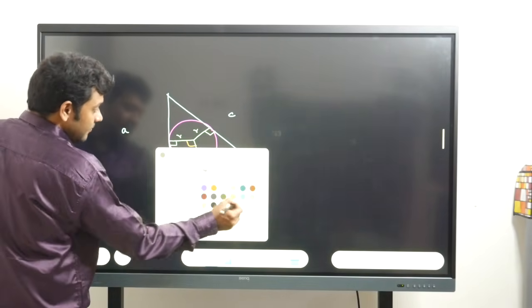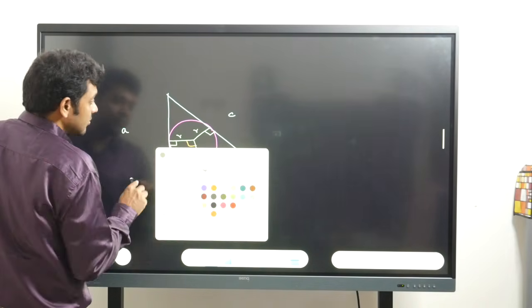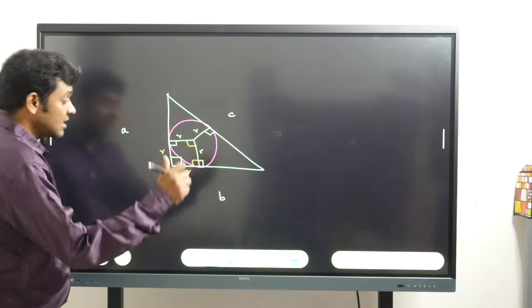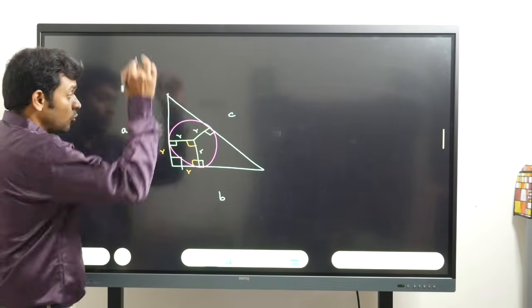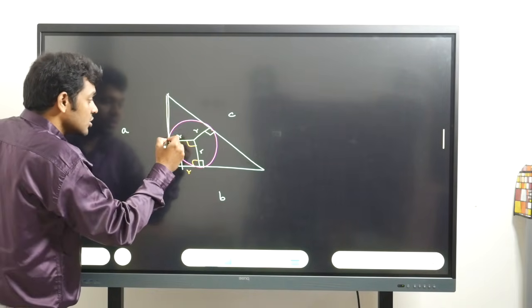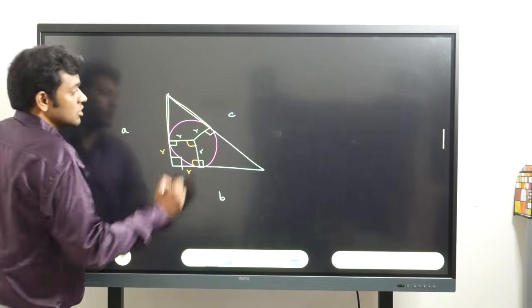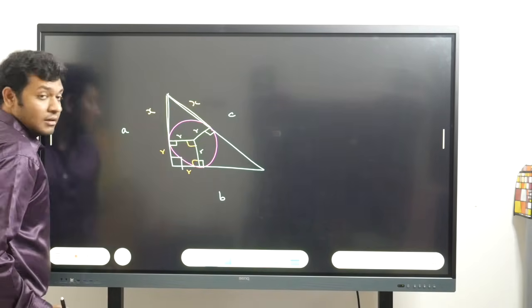So can I say this length, because we know every side is a tangent to the circle, the circle is inscribed now. So tangents from an external point are always equal in length. From one point you can draw two tangents to a circle that will be equal in length. Since this portion is equal to this portion, let me assume it as x. If this is x, this will be x.